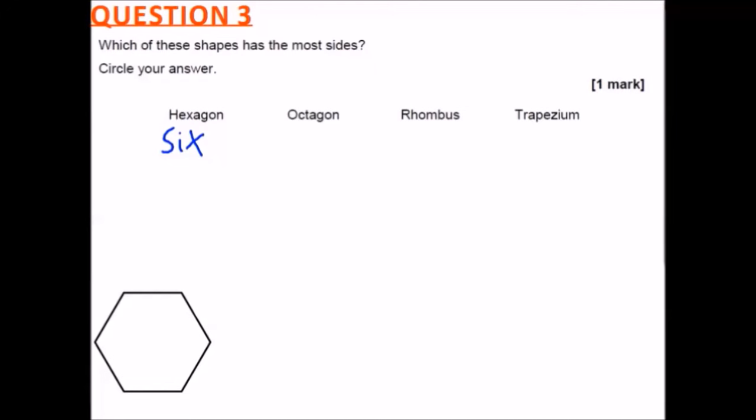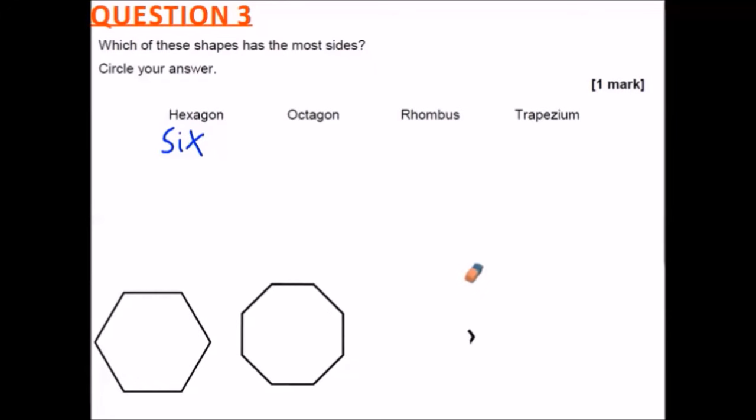Octagon, what animal in the ocean has got 8 legs? You're wrong if you think it's an octopus. An octopus doesn't have 8 legs, it has 8 tentacles. So just be careful with your biology. But anyway, an octagon has 8 sides.